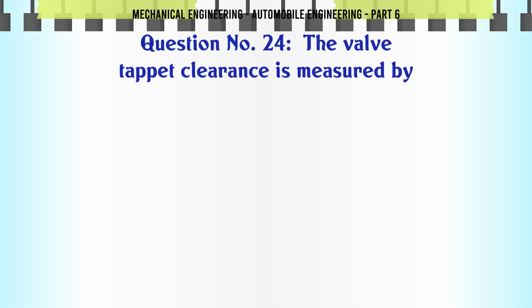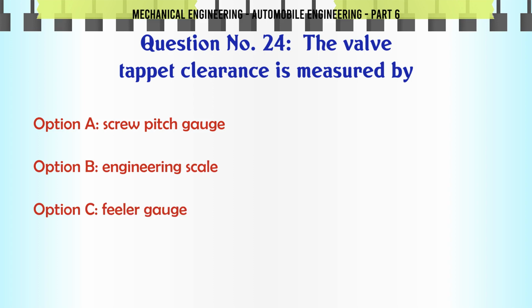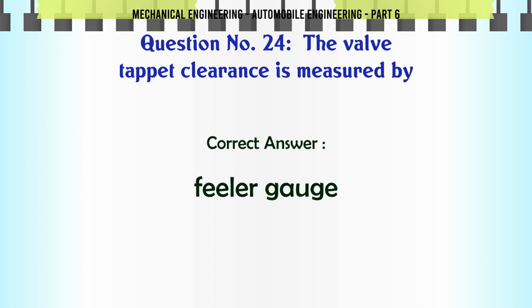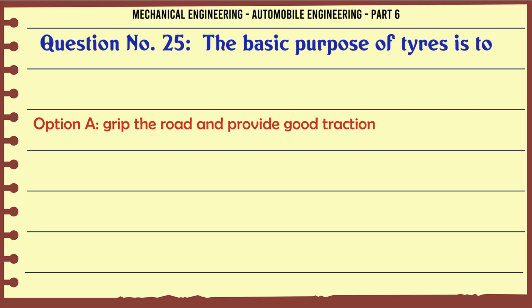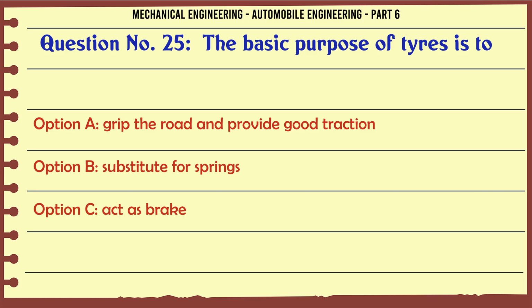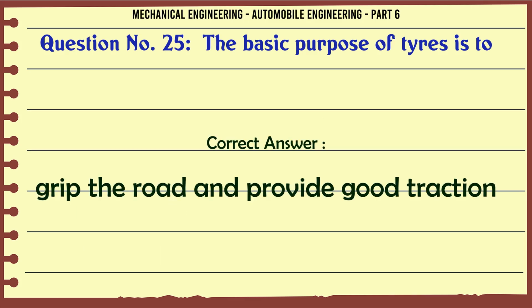The valve tappet clearance is measured by: A. screw pitch gauge, B. engineering scale, C. feeler gauge, D. vernier caliper. The correct answer is feeler gauge. The basic purpose of tires is to: A. grip the road and provide good traction, B. substitute for springs, C. act as brake, D. none of these. The correct answer is grip the road and provide good traction.